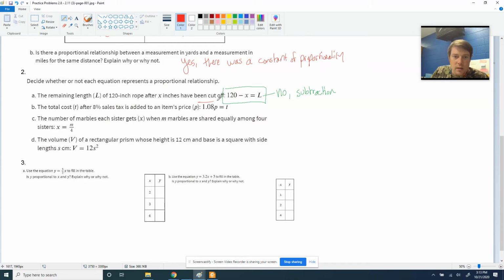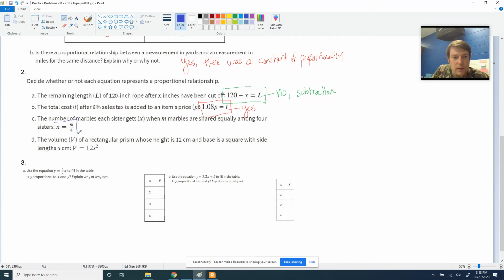All right, this one right here, they're multiplying 1.08 times P to get T. Now, that's okay. I don't have any addition, subtraction, no exponents, nothing like that. So I'm going to say yes to this one. That one's in good shape.